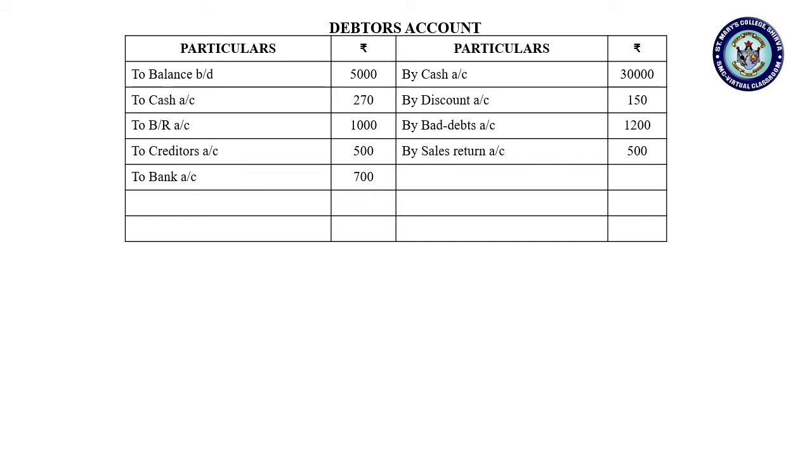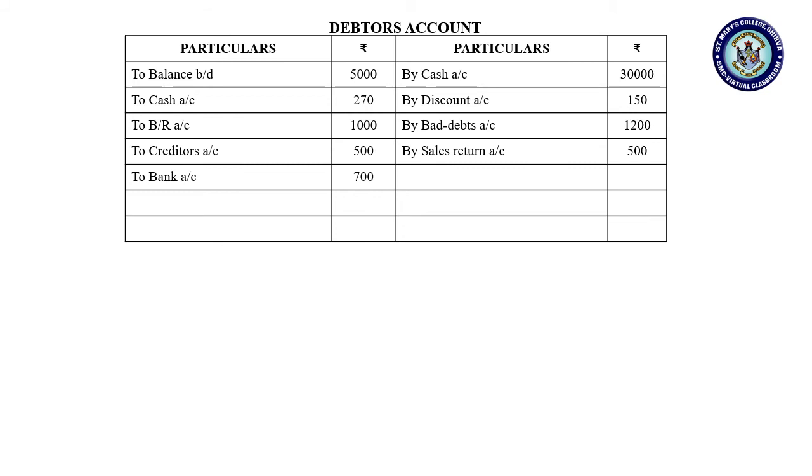Next, sales return. So sales return account debit to debtors account. So it is by sales return 500. After that, purchase return, it is not connected with debtors.